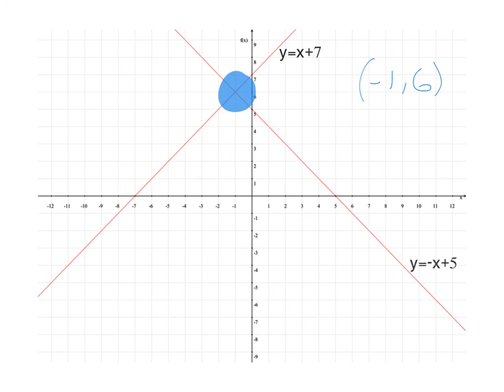So all we did was rearrange the equations to get them into the form y equals mx plus c. We drew them on a graph and we found the point where they crossed over, and that is the solution to the pair of simultaneous equations. So that's the graphical way to solve simultaneous equations. But more conventionally, we're probably going to be expected to do it algebraically.